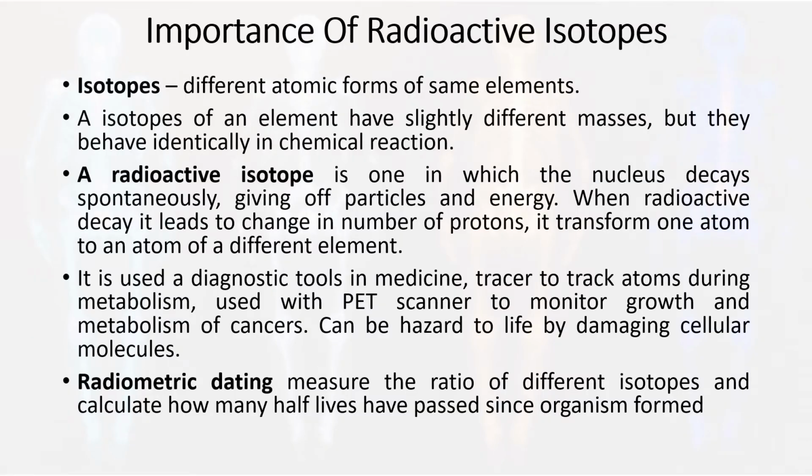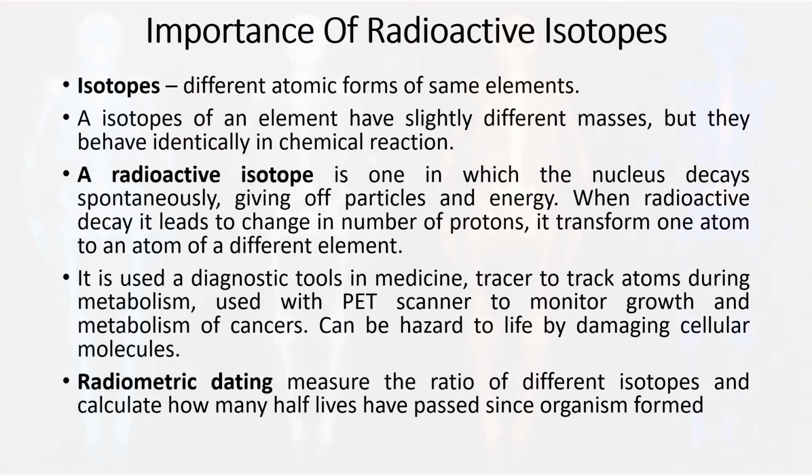All atoms of a given element have the same number of protons, but some atoms have more neutrons than other atoms of the same element and therefore have greater mass. These different atomic forms of the same element are called isotopes of an element. Isotopes of an element have slightly different masses, but they behave identically in chemical reactions.